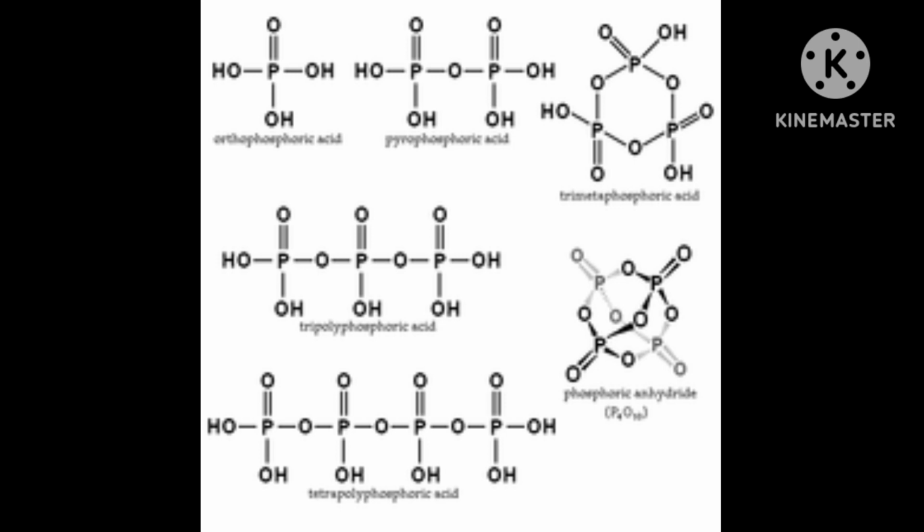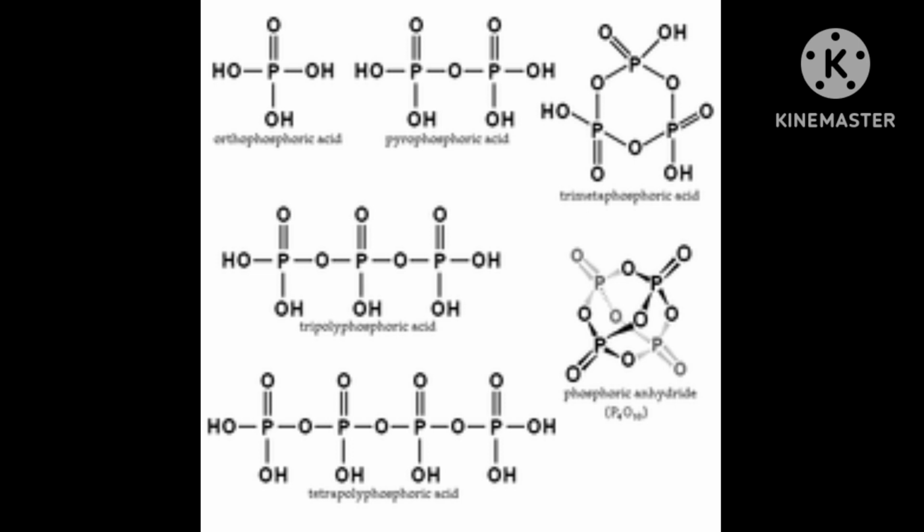H4P2O6. Then here a PP bond is there. Before, no PP bond was there. The first time you have seen a PP bond is in this H4P2O6. This is very important. One PP bond is there.